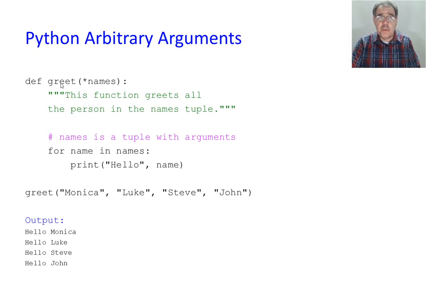This is another example, greet(*names), and for name in names print hello and the name. Here you can supply many names and it will say hello to all of them. So greet all these names, and then you loop over all these names, picking one name at a time, and print hello and that name. So hello Monica, hello Luke, Steve, and John. That's what's displayed on the screen.